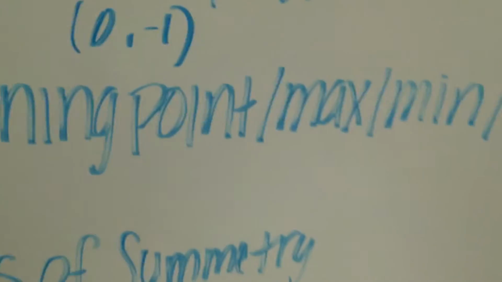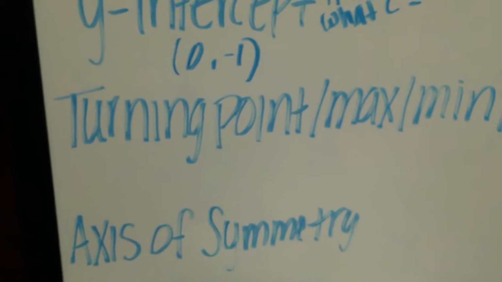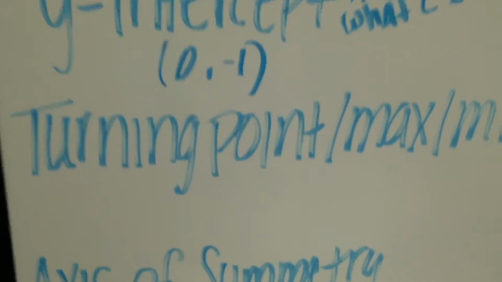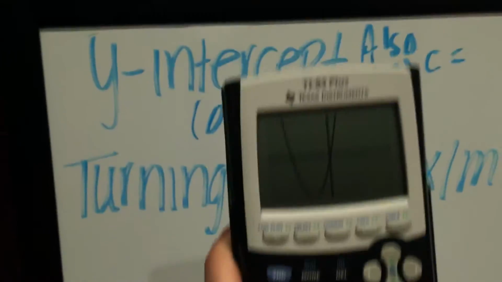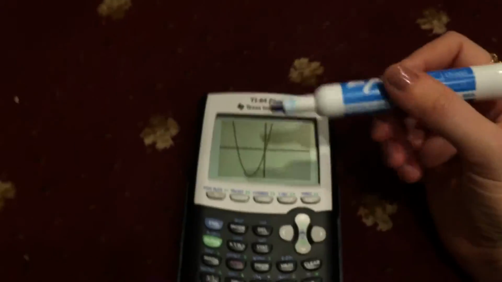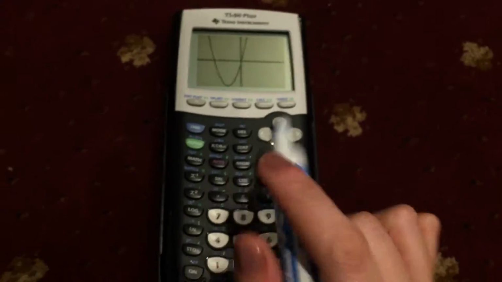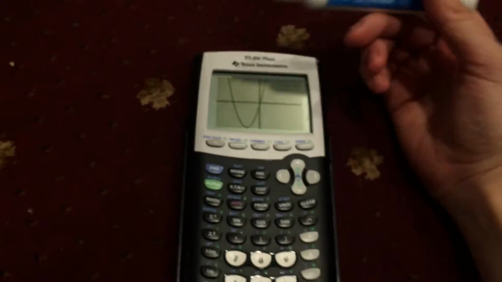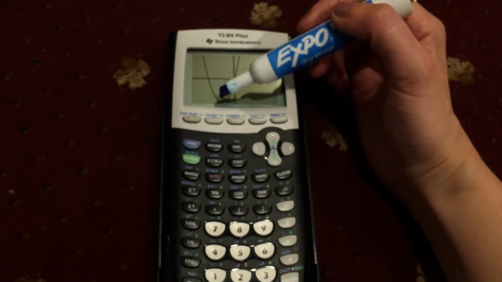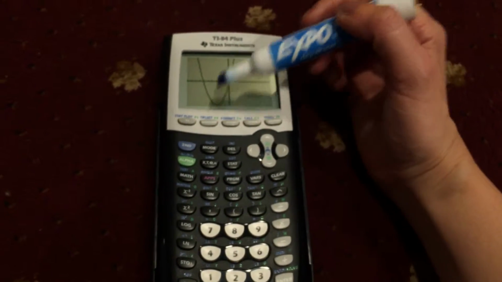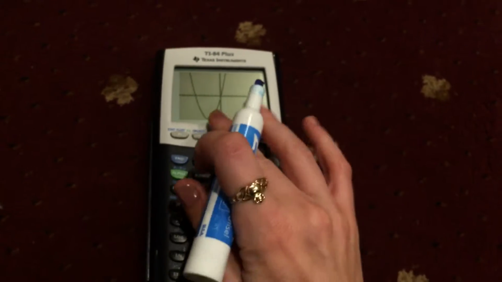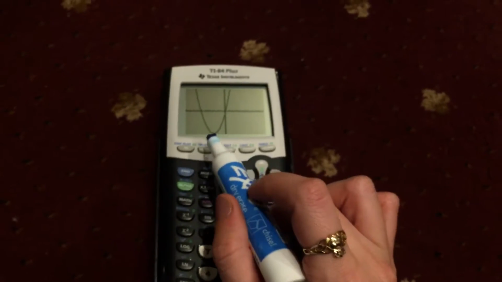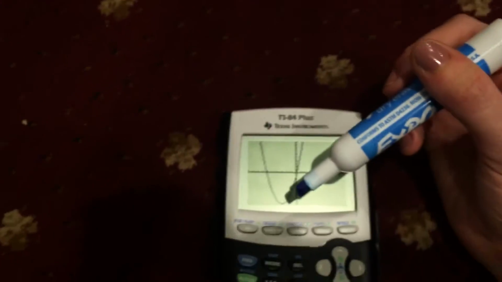Now, turning point, max, and min. I'll show you two different types. I'm not going to go through all of them because after a while it gets the same. Now if I look at my graph, determine if it's a max or min. If I'm going down, I'm turning and then going back up. This point all the way down here is a minimum because it is the smallest point down there.